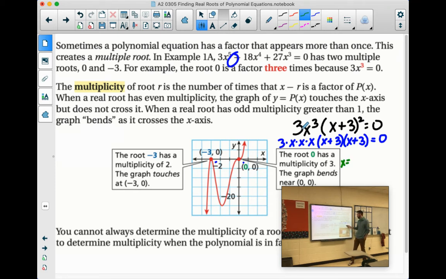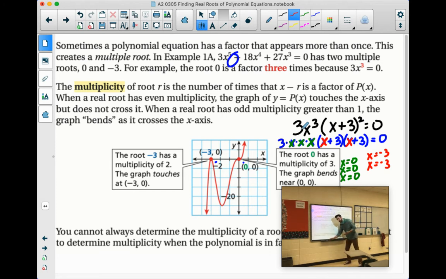So you might look at this and say, this x out here could equal 0. The second x could also equal 0. This third x, well, x equals 0. And then how about this x plus 3? Well, this x could equal -3, and this x over here could equal -3. So the zeros, yes, they are 0 and -3.